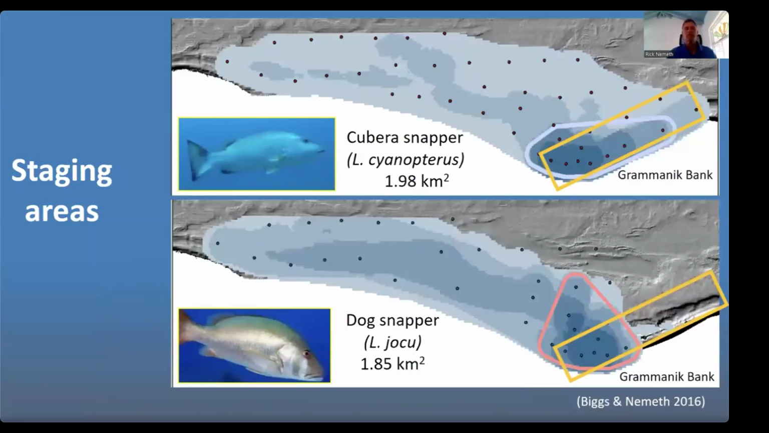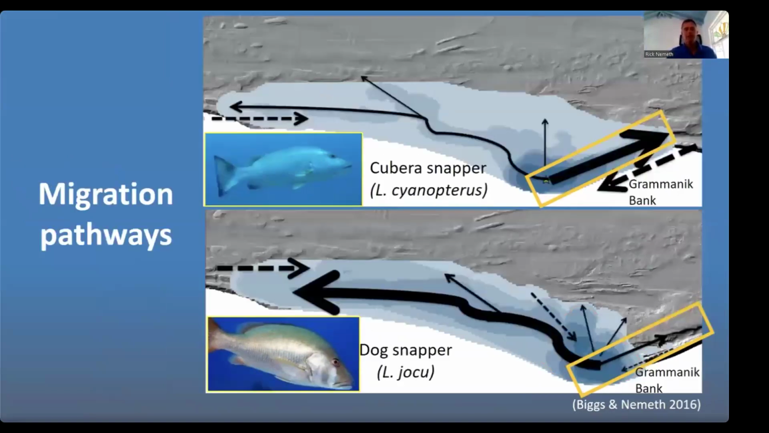So here are 2 examples of staging areas shown as these colored polygons for cubera snapper on the upper panel and dog snapper on the lower panel, around the Germanic Bank seasonal closed area, which is shown as the orange rectangle. The small dots represent acoustic receivers used to track fish with transmitters. The darker blue areas represent where tagged fish spent most of their time. You can see that cubera and dog snapper use slightly different areas during the spawning season, but areas are fairly similar in size of about 2 kilometers squared.